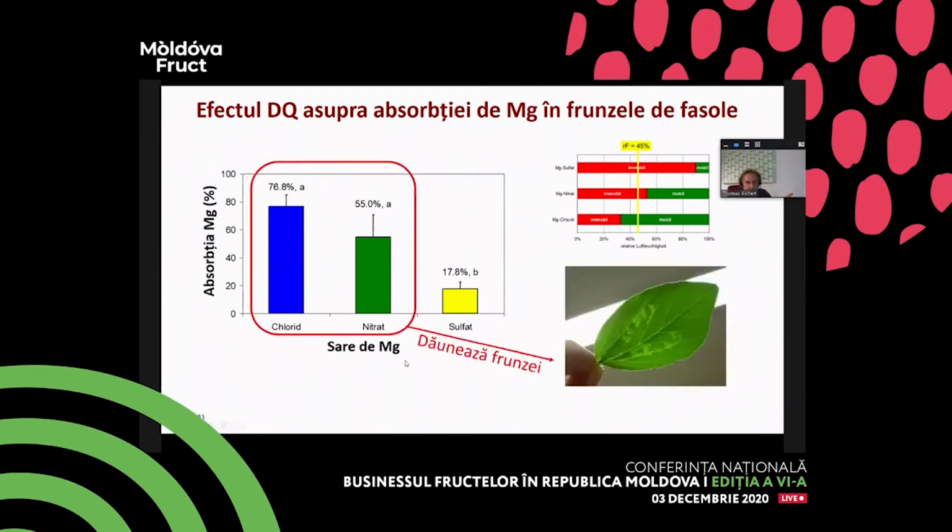And this is actually what happens even in this trial. As a chloride or as a nitrate, penetration rates were obviously too high. So the result was we had this leaf damage.